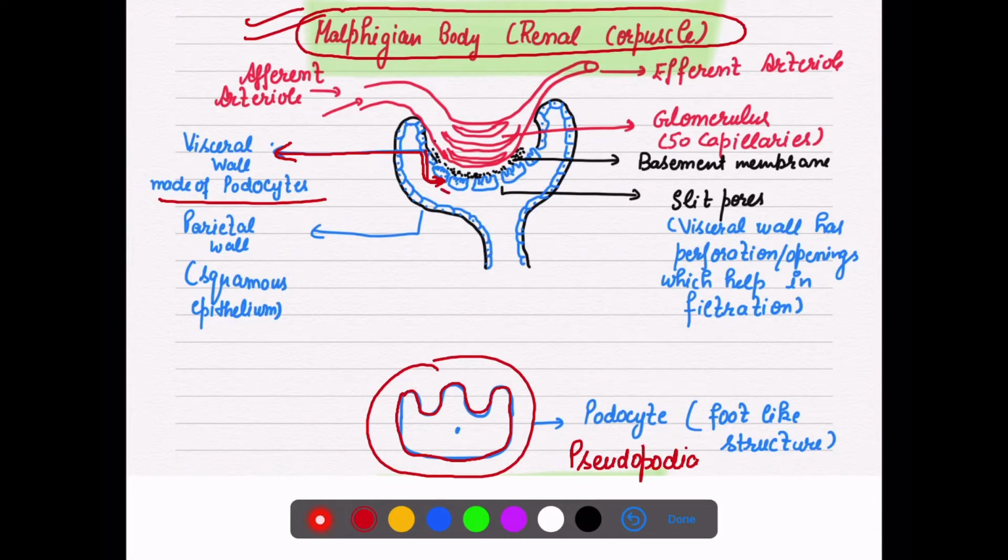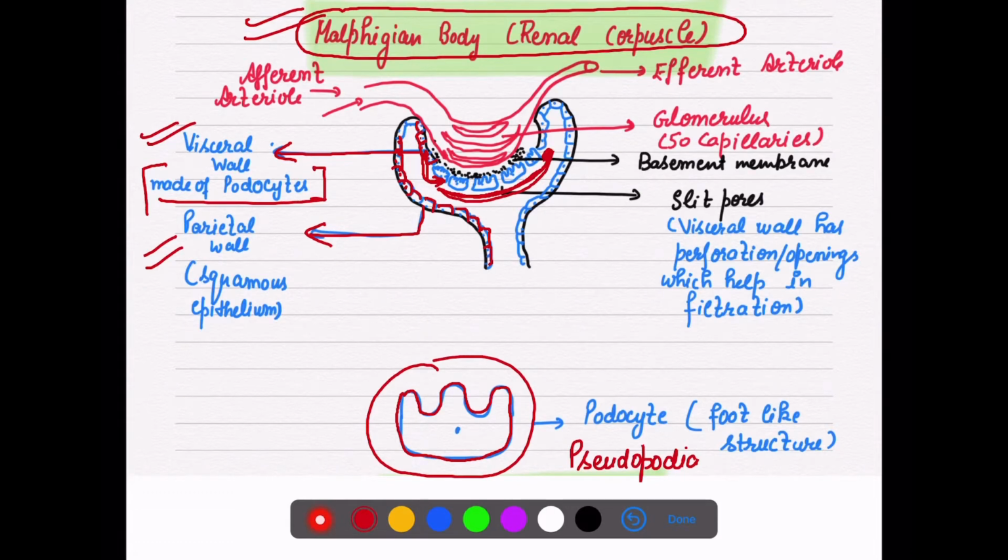This wall, which is made up of podocytes, is toward the inner side of your Bowman's capsule. This is known as our visceral wall. Clear? Now the outer wall has squamous epithelium, and this wall covering it is known as our parietal wall. So two types of wall we are discussing here: one is the visceral wall, which is made up of podocytes, and the other is the parietal wall, which is made up of squamous epithelium. Here this is our squamous epithelium, and this is our podocyte layer.